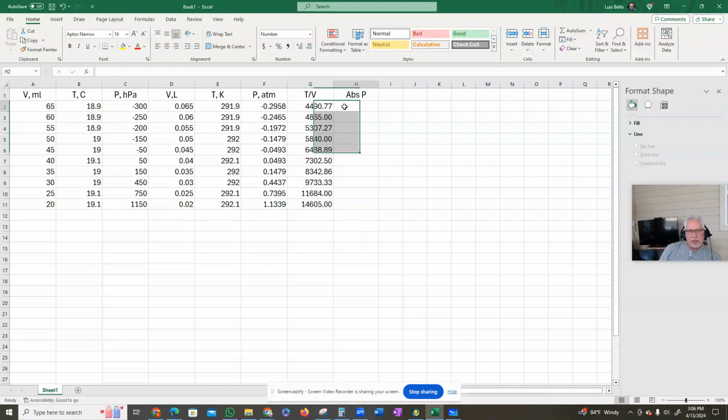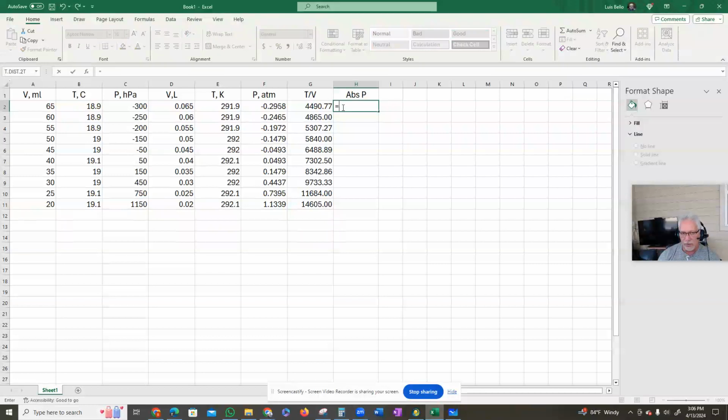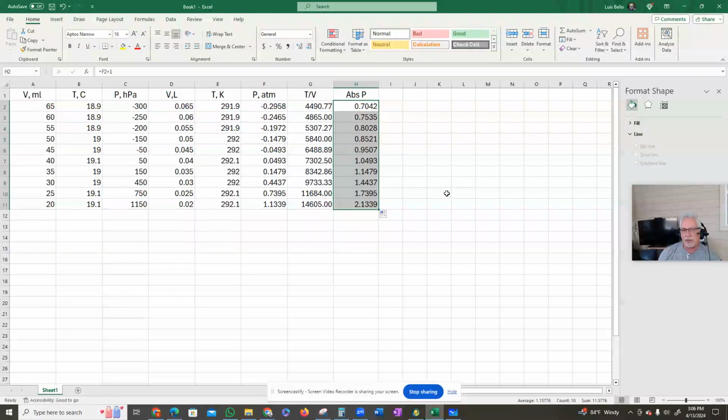Last but not least will be converting the pressure to absolute value, because you have the pressure here in ATM and they are negative. On the lab procedure, they say you need to add 1 to that pressure. So I'm going to do the following: this pressure plus 1, then I hit enter and drag down, and I got this value.